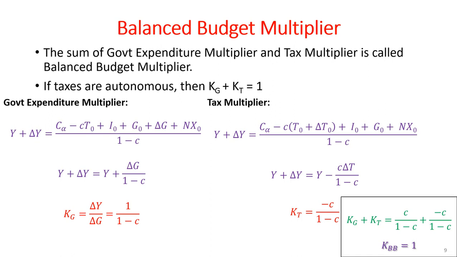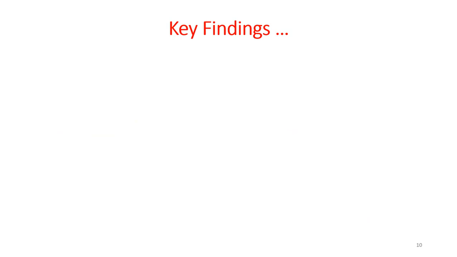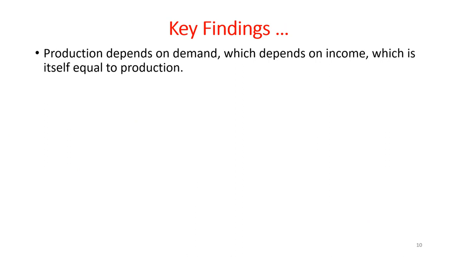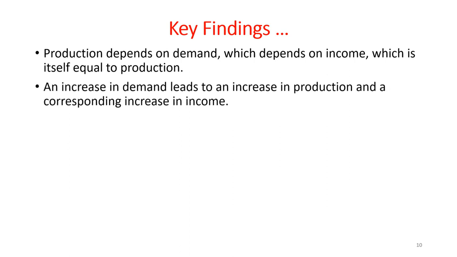From this lecture, we can learn that production depends on demand, which depends on income, and the income is itself equal to production. An increase in demand due to any factor leads to an increase in production and a responding increase in income. This result was the base of Keynesian theory about the role of the government.